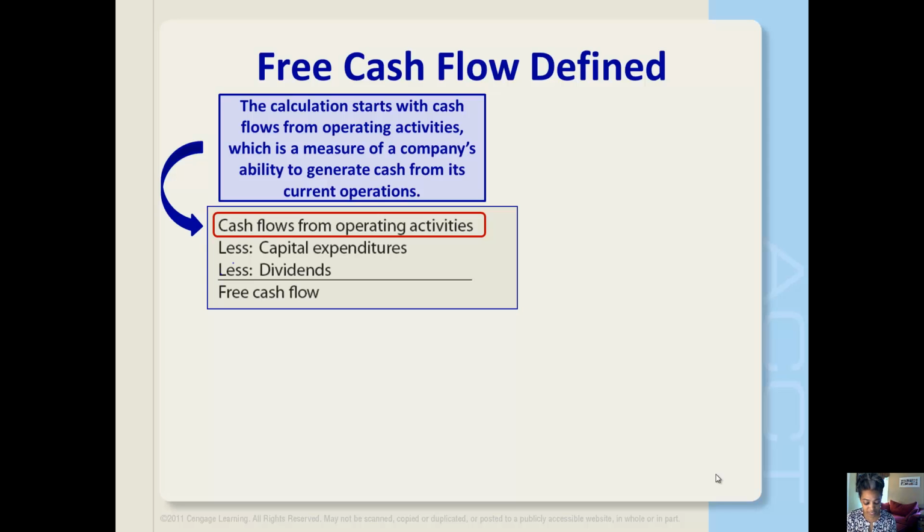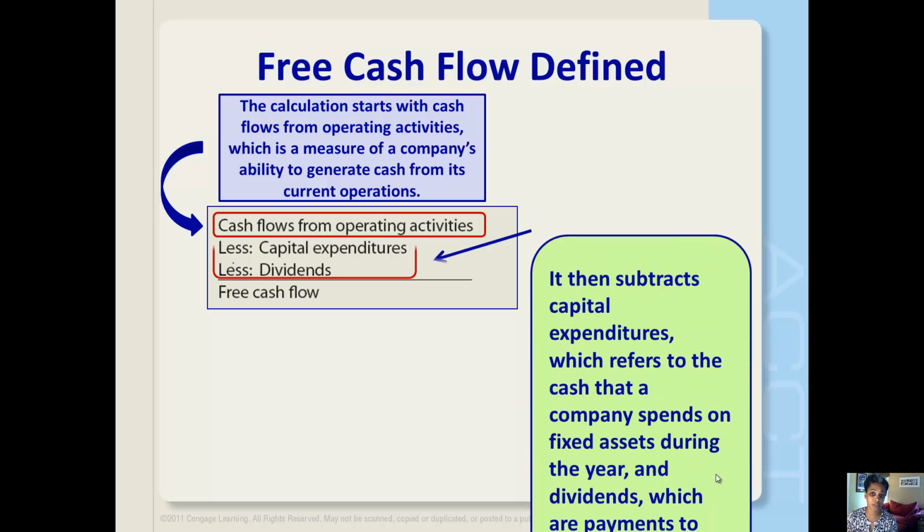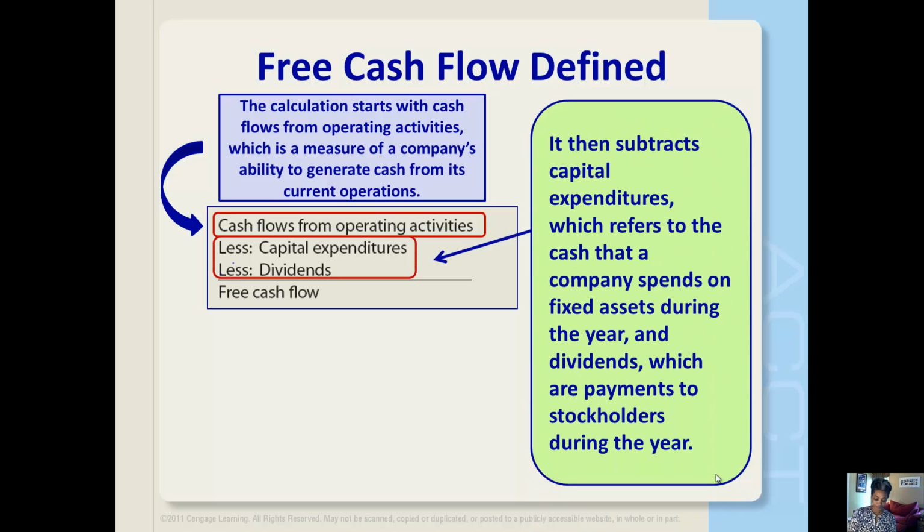First, let's talk about free cash flow. When we're assessing a company's cash flow, a commonly used calculation is free cash flow. Free cash flow is the cash a company generates in excess of its investments in productive capacity and payments to stockholders in the form of dividends. That's how we give money back to the stockholders, is by making dividend payments.